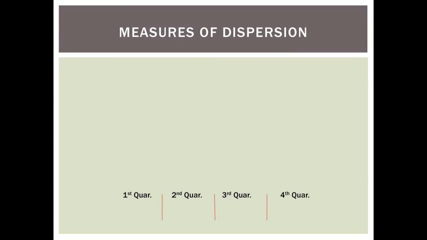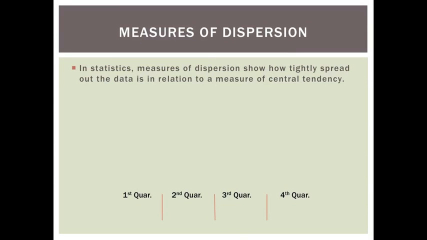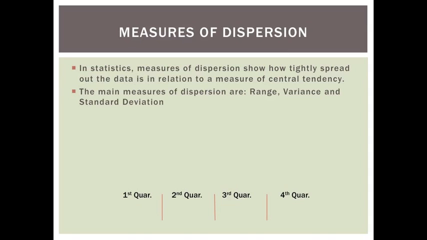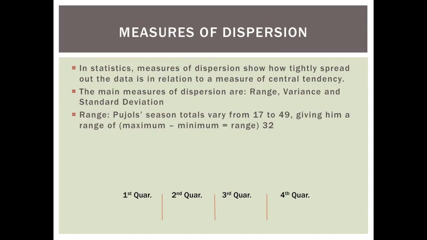Next, we want to go to measures of dispersion, still using Pujols' home runs from the previous lesson. In statistics, measures of dispersion show how tightly spread out the data is in relation to a measure of central tendency. The main measures of dispersion are range, variance, and standard deviation.